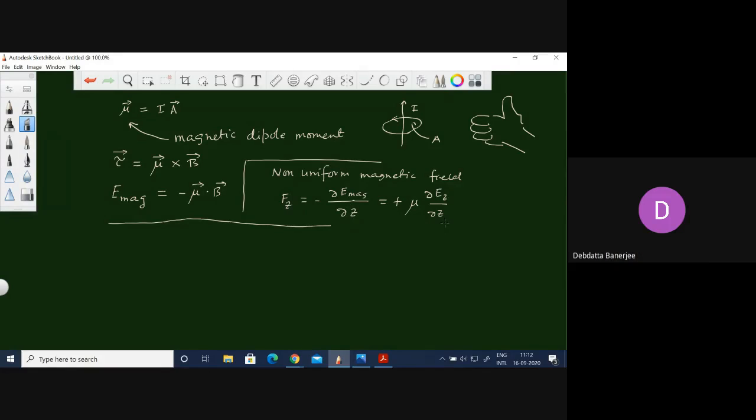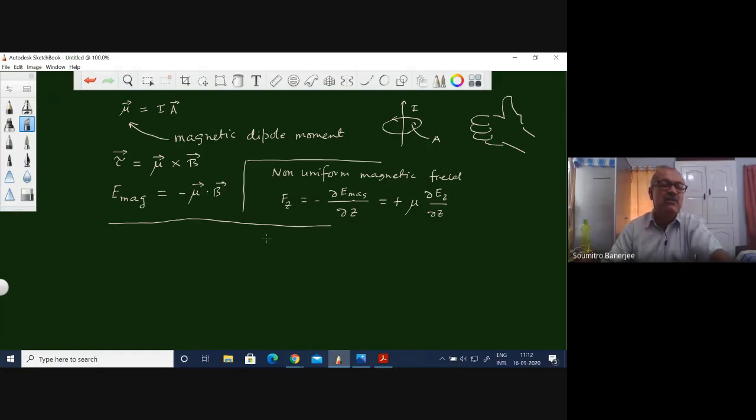No, sir, you have written mu delta Ez del Z. So it will be BZ, because in the expression of E we have mu B. Oh, sorry, I was understanding it wrongly. Yes, BZ. You are right. Yes, I just put that in. So now, therefore, if you have a gradient in the magnetic field in the z direction, the particle will feel a force in the z direction.